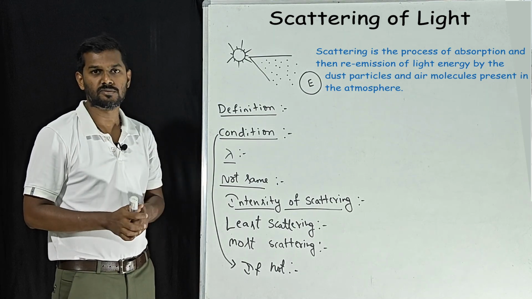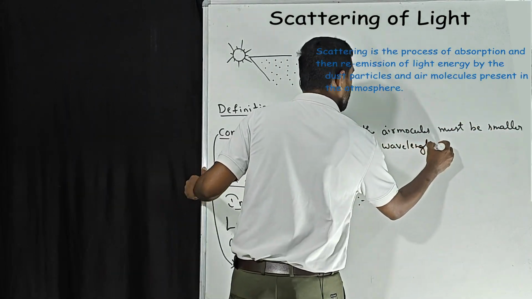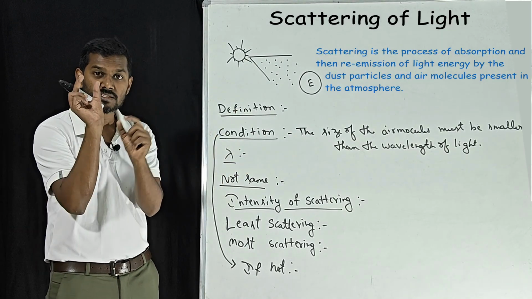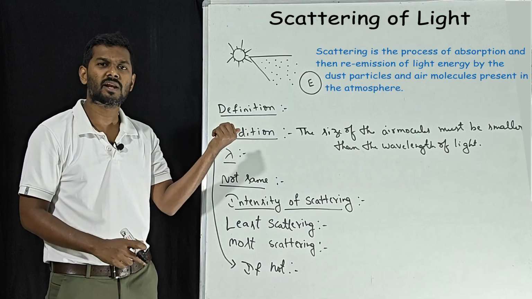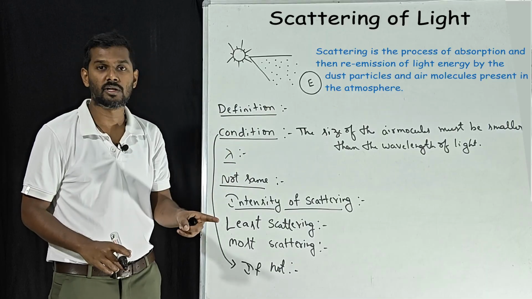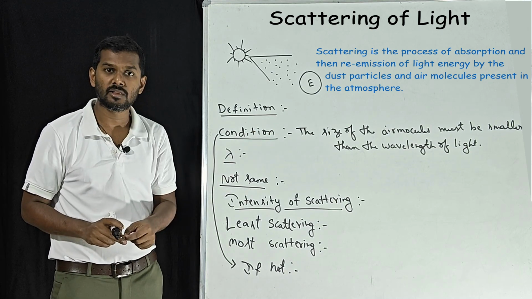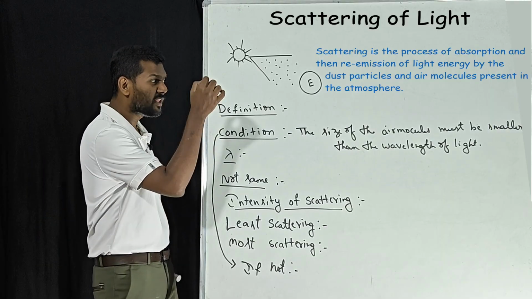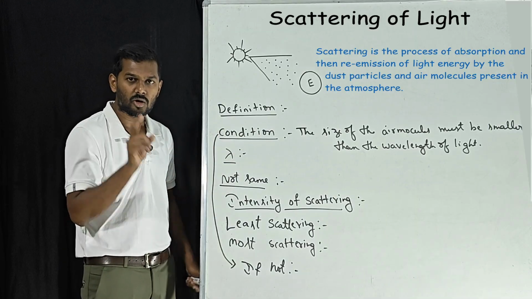Next, what is the condition? The condition is very simple. The size of the air molecules must be smaller than the wavelength of light. Why are we comparing the size of the air molecules and the wavelength? Because both are measured in the same unit. We measure size using the unit meter. What is the unit of wavelength? That is also meter. That is why they can be compared. So the size of the air molecules must be smaller than the wavelength of light. This is the only condition. Keep this in mind.